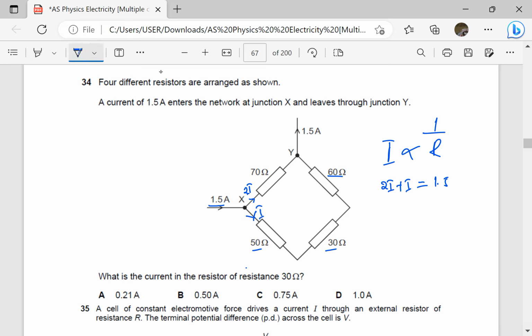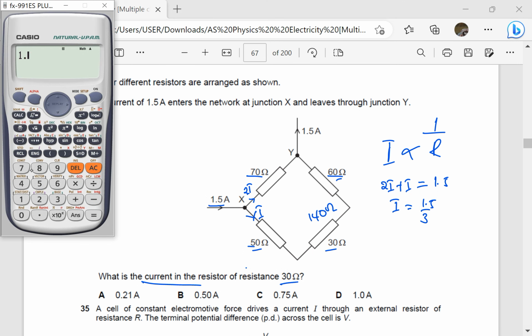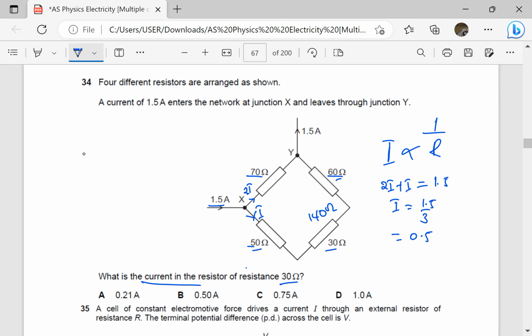So the current here is, these ones I said they are giving a total of 140 ohms, which is twice this one. So it means if the current here is I, the current here should be twice I, because current is inversely proportional to resistance. So it means I is going to be 1.5 divided by 3. And they want the current through 30 ohms, which is the current through 50 and 60. So 1.5 divided by 3 should be 0.5. So this is equal to 0.5. So the answer is going to be B.